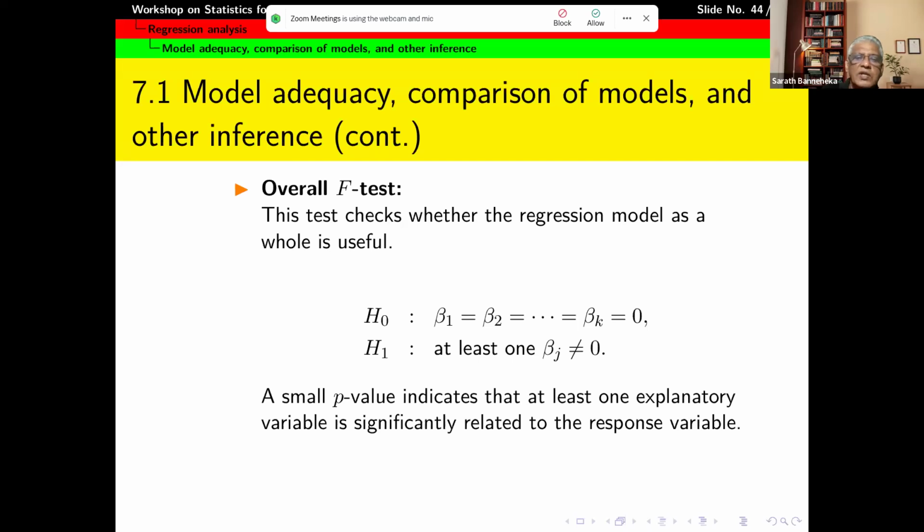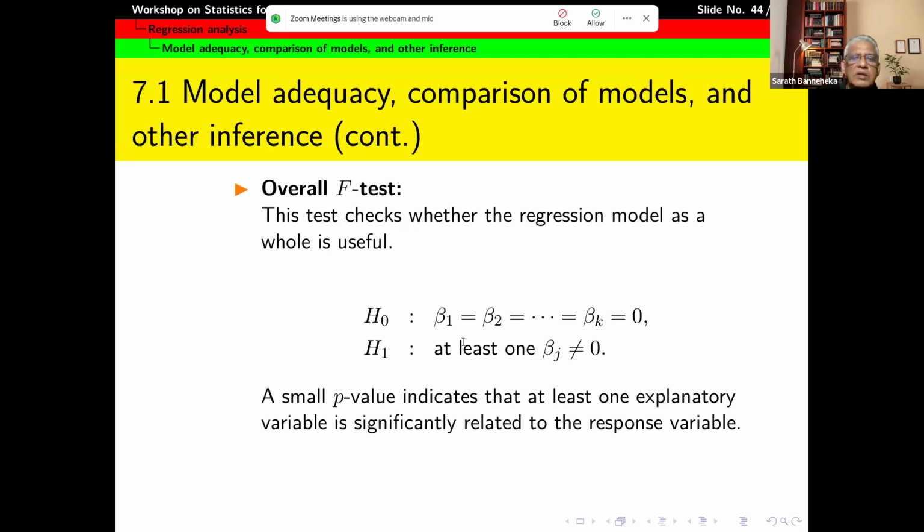Only very rarely will this hypothesis, H naught, be accepted, because we usually consider those variables since we have some idea that at least some of the x variables will be useful in modeling y, right? So most of the time this null hypothesis will be rejected, and therefore we will decide that at least one of those beta j's is not equal to zero. But anyway, in almost all regression analysis, this test is done automatically, as the first test.